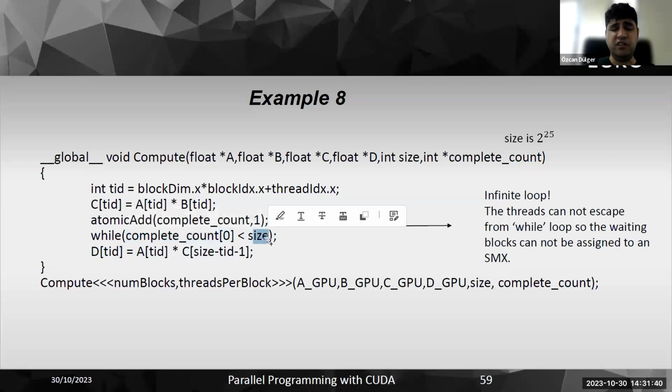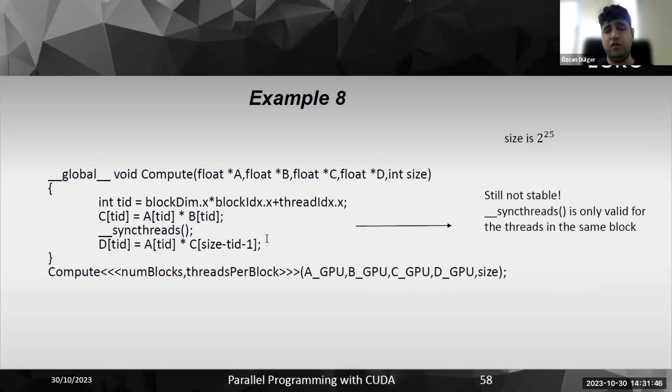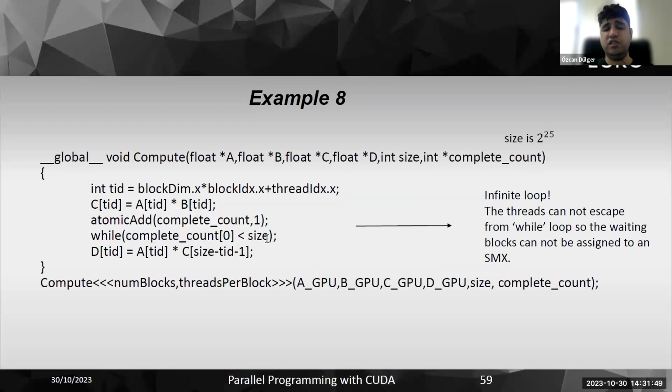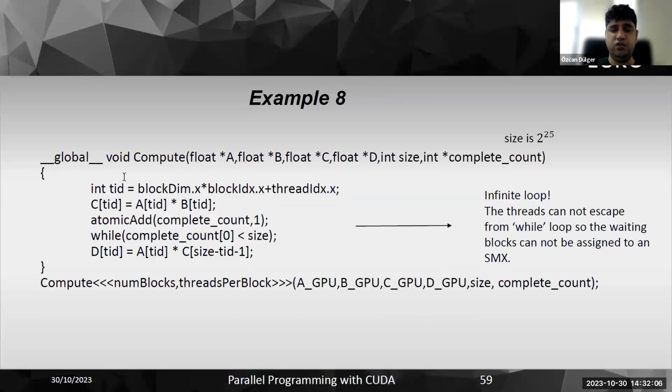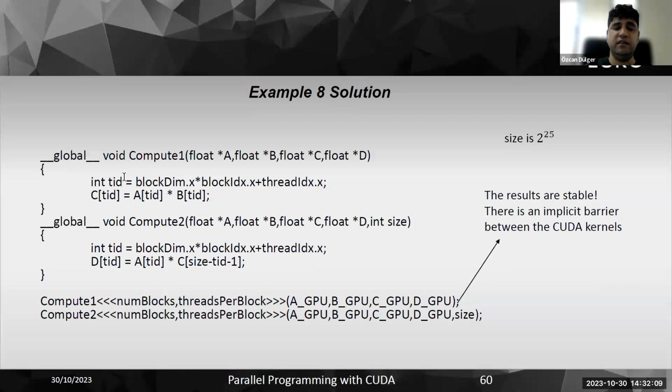So this is a good solution in OpenMP. This is also a good solution for OpenMP, but it is not a good solution on the GPU. So this is the correct approach here. This is the solution: we distribute this compute kernel into two independent Cuda kernels, and there is an implicit barrier inside the Cuda kernels.